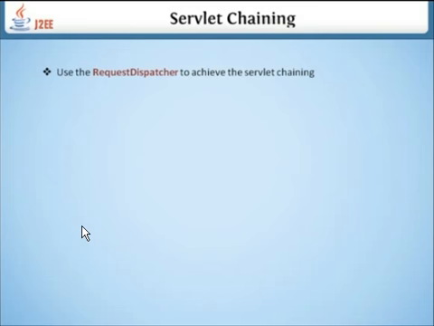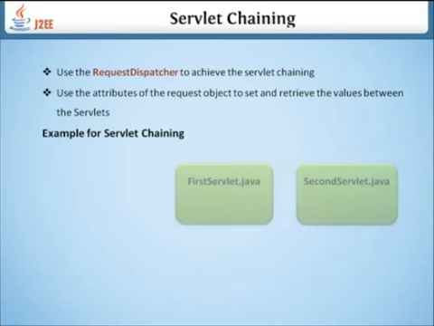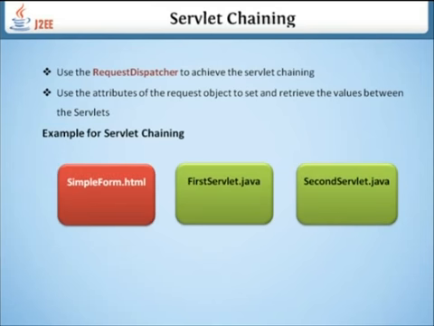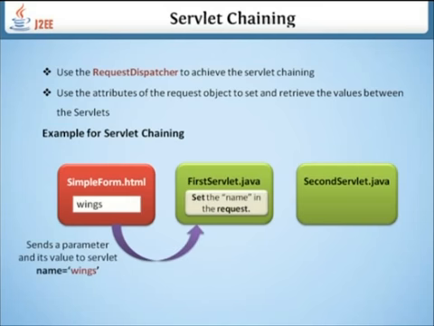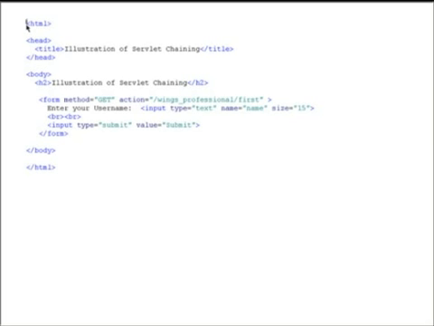Use the request dispatcher to achieve servlet chaining. Use the attributes of the request object to set and retrieve values between the servlets. Example for servlet chaining: first servlet and second servlet. A simple form sends a parameter to the first servlet, and the first servlet sends it to the second servlet. This is the form.